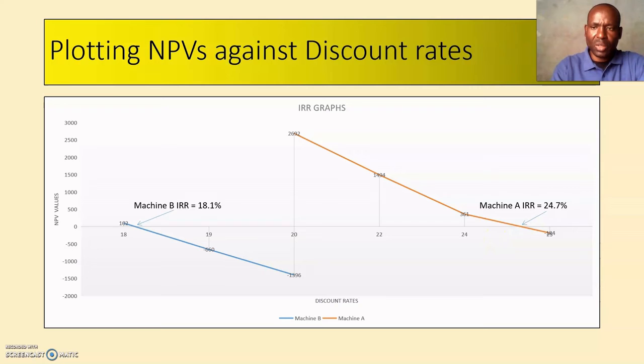So we can now proceed. I'm sure you can easily make a decision. Since for machine A the internal rate of return is greater than 20%, it means that it is a viable project. But for machine B, it's less than 20%, which means you have to discard that one. It's not going to be viable. Okay?